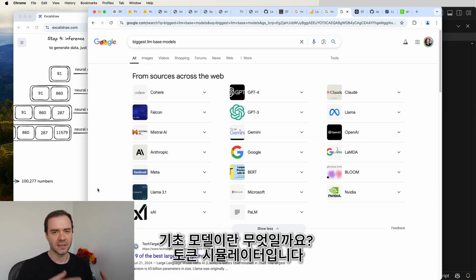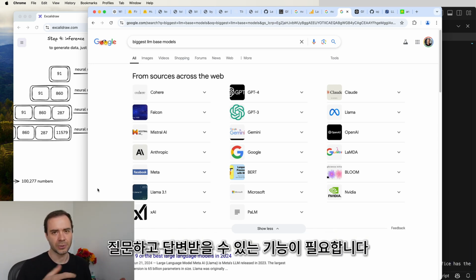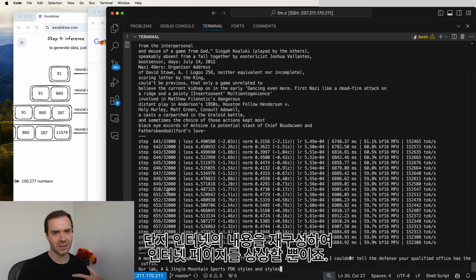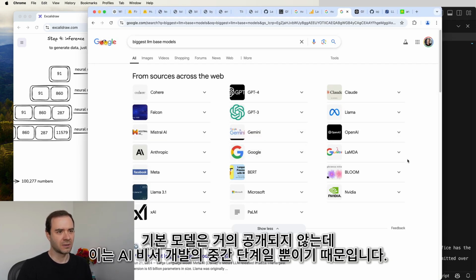What is a base model? It's a token simulator, right? It's an internet text token simulator. And so that is not by itself useful yet, because what we want is what's called an assistant. We want to ask questions and have it respond with answers. These models won't do that. They just create remixes of the internet. They dream internet pages. So the base models are not very often released because they're just step one of a few other steps that we still need to take to get an assistant.